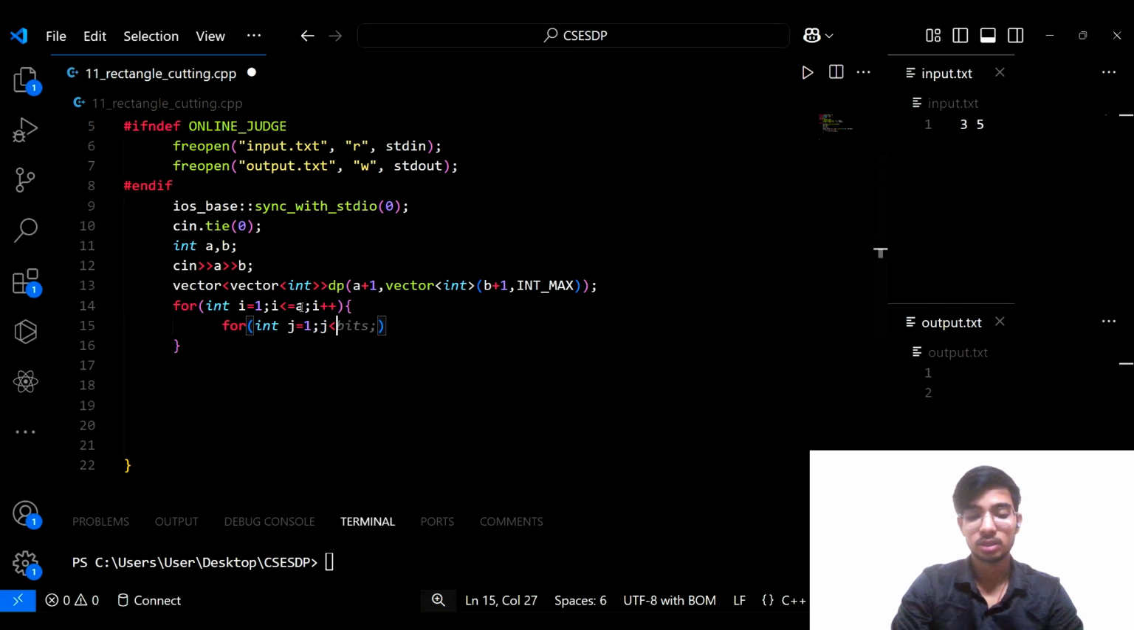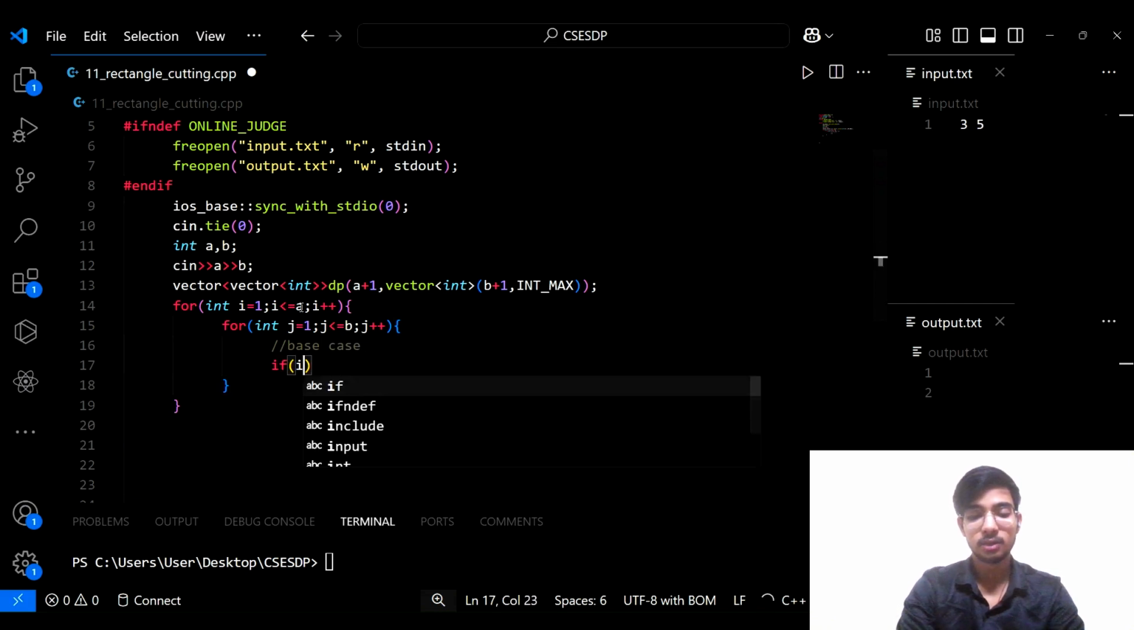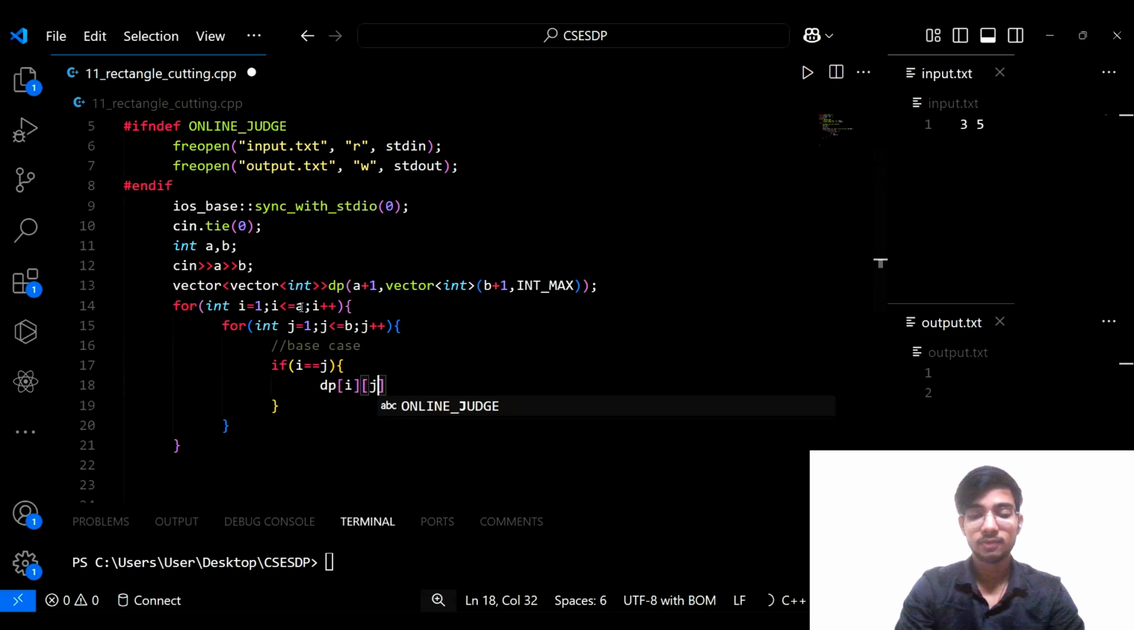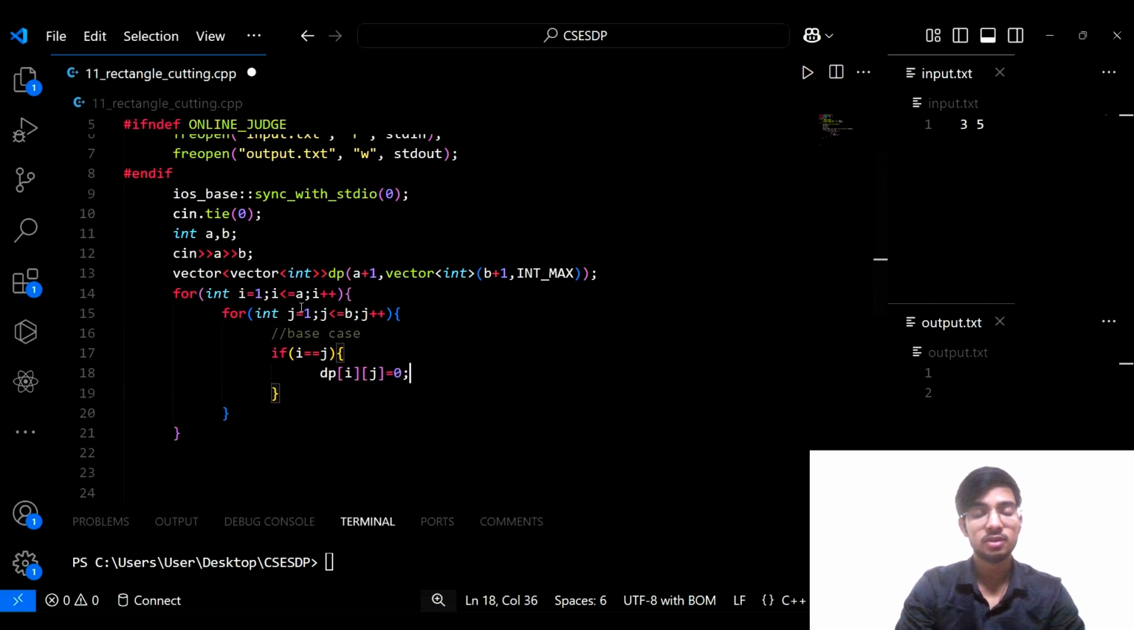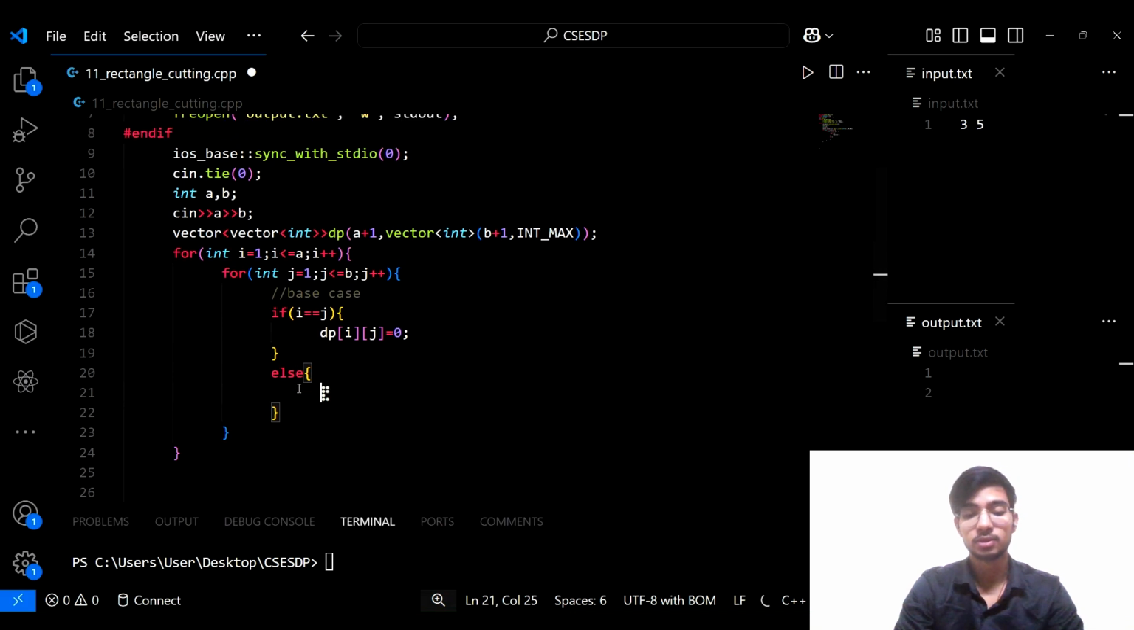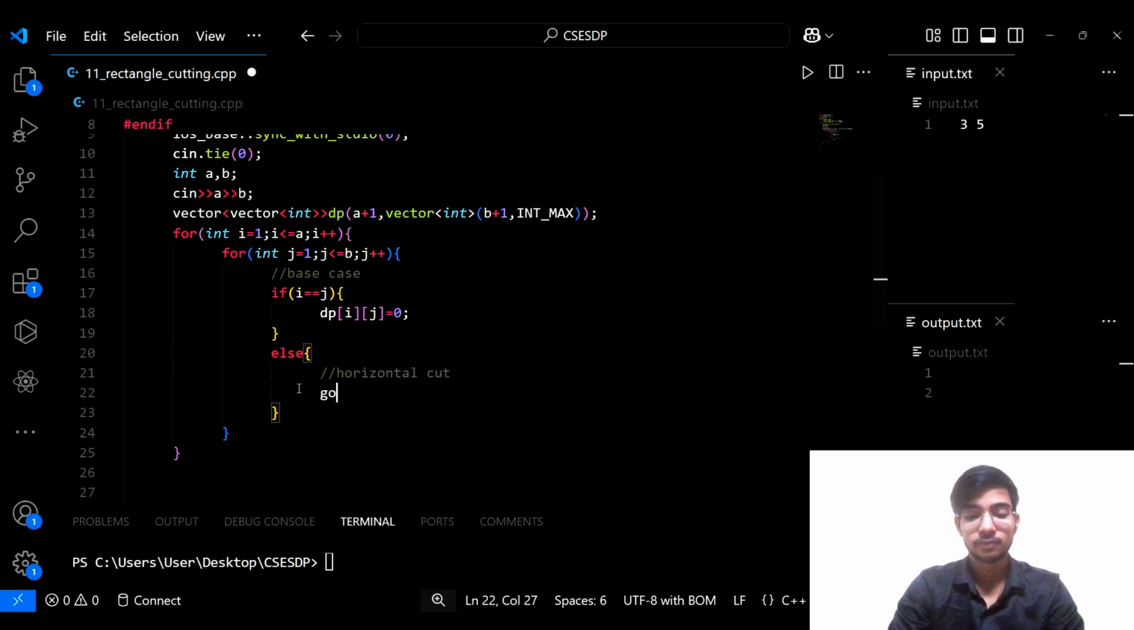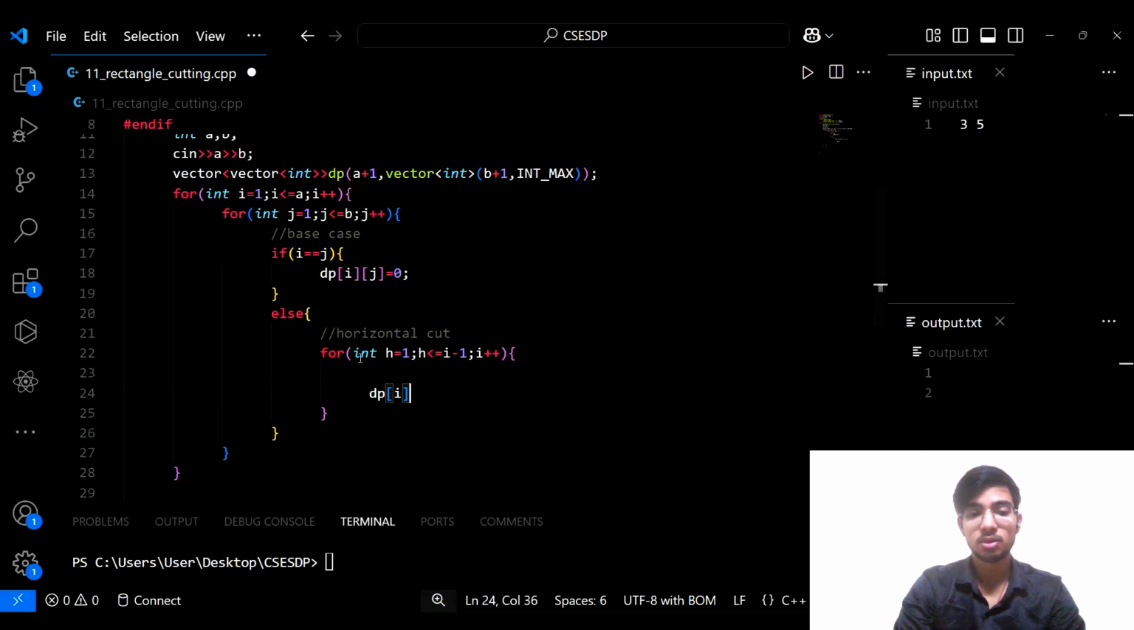For int j equals 1, j less than or equal to b, j plus plus. And then we have to define the base case first. What would be the base case? If i equals j, then we have to fill it with 0, right? Else we have to do some moves. That is, we could cut it horizontally. We could make a horizontal cut, right? For the horizontal cut, h goes from 1 to h less than or equal to i minus 1, h plus plus, right?